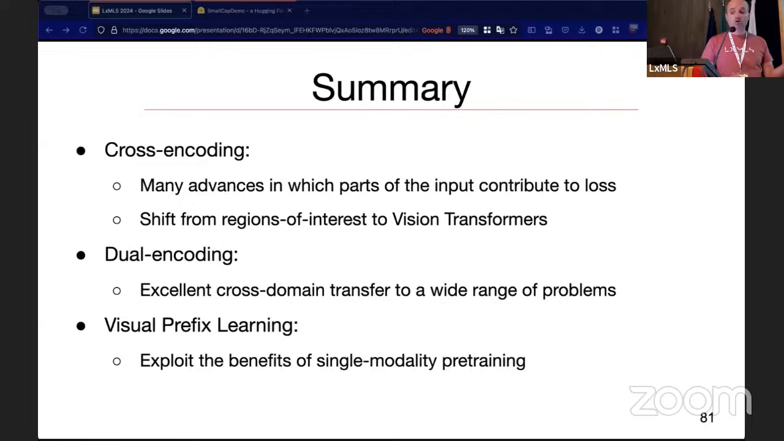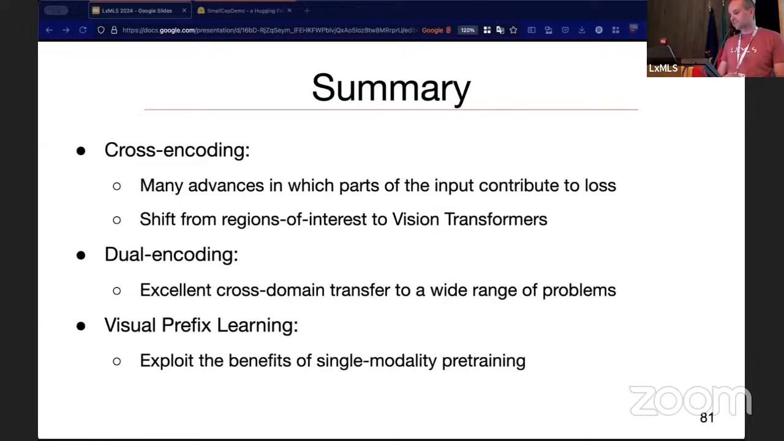We've also, hopefully, you've seen some of these approaches where you can squish the number of outputs using things like these learnable queries. Dual encoding, as popularized by CLIP in the multimodal space, has shown really excellent cross-domain transfer to a wide range of problems, not only in the multimodal space, but vision-only processing as well. And in terms of visual prefix learning or cross-attention learning, we're now seeing the advantages of exploiting the huge amount of carbon that big tech companies are investing into pre-training language models or vision encoders by themselves.